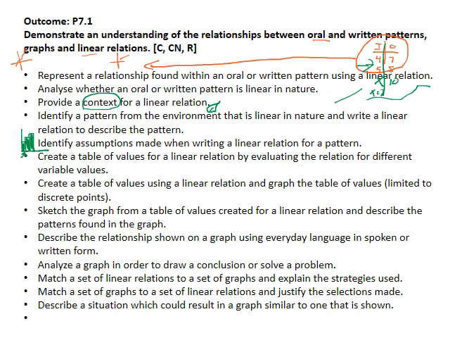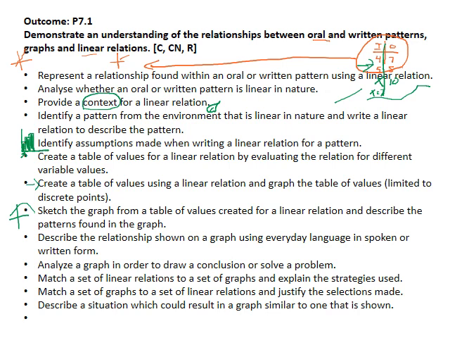Okay, down here, create a table of values using linear relation and graph the table of values. So taking that information, putting it on a coordinate plane. Sketch the graph from a table of values created for a linear relation and describe the patterns found in the graph. So you might say, well, here's my graph. It was going up and then the plant started to die. So you might be able to describe that using words.